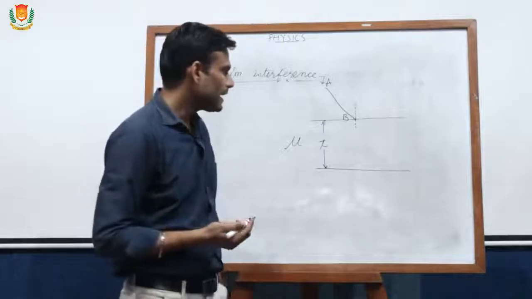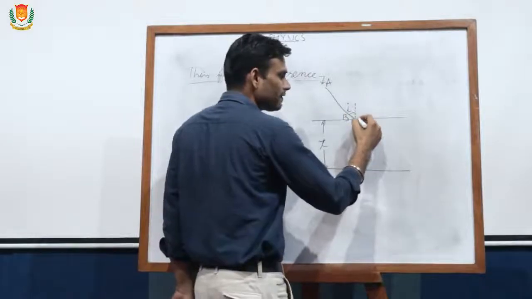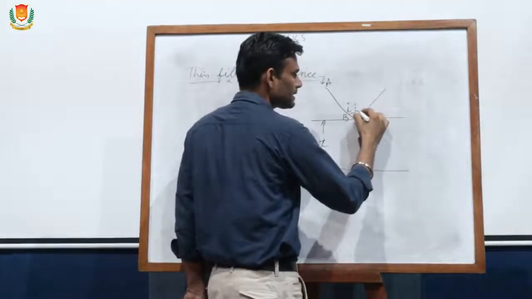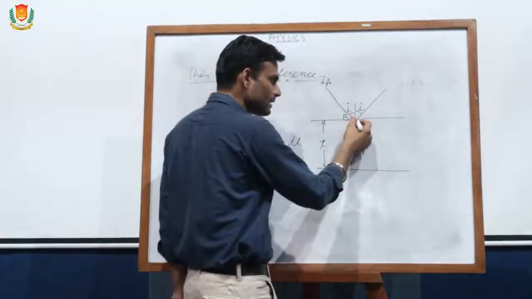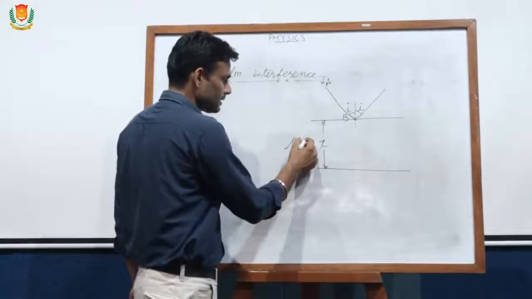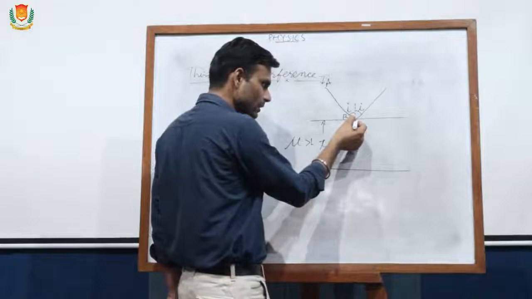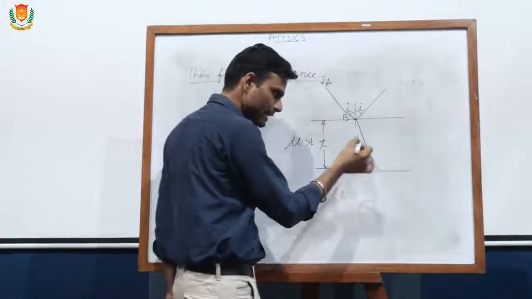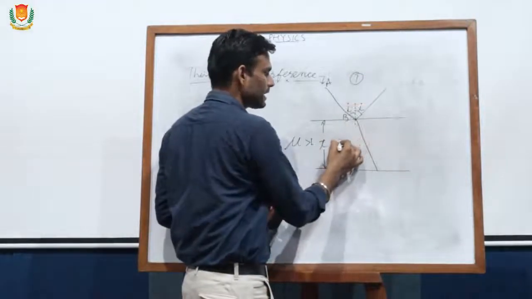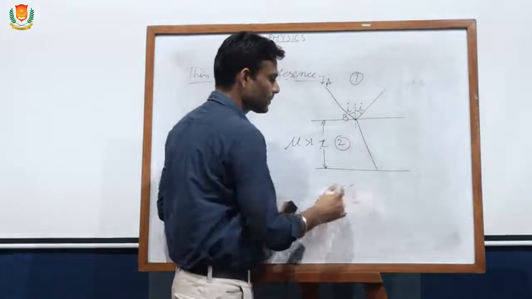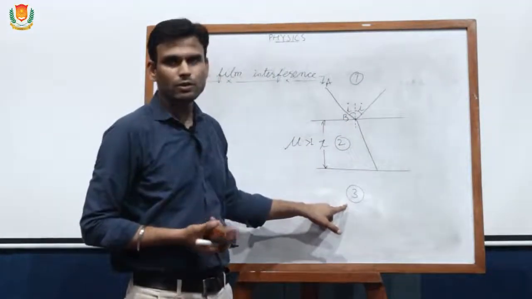It will partially reflect and partially transmit. Suppose this is the angle of incidence I, then it will reflect in this direction at the same angle. This is the law of reflection, and it will partially transmit. Since mu is greater than 1, it will bend towards the normal because it is the denser medium compared to the air. This is the first medium, this is the second medium, this is the third medium. The first medium is air, the second medium is the film medium, and the third medium is also air.